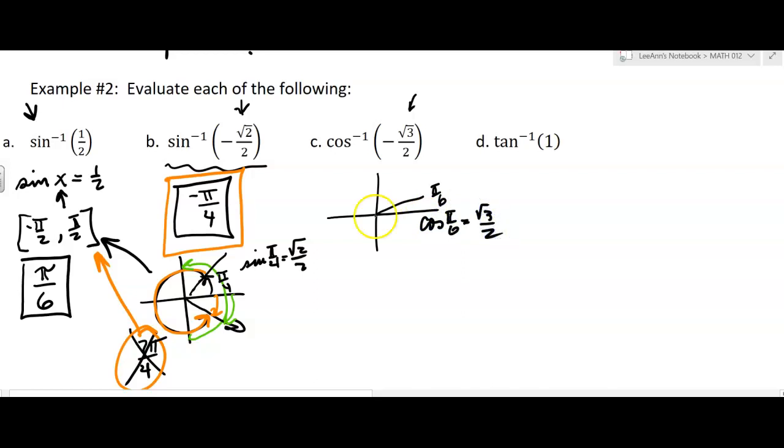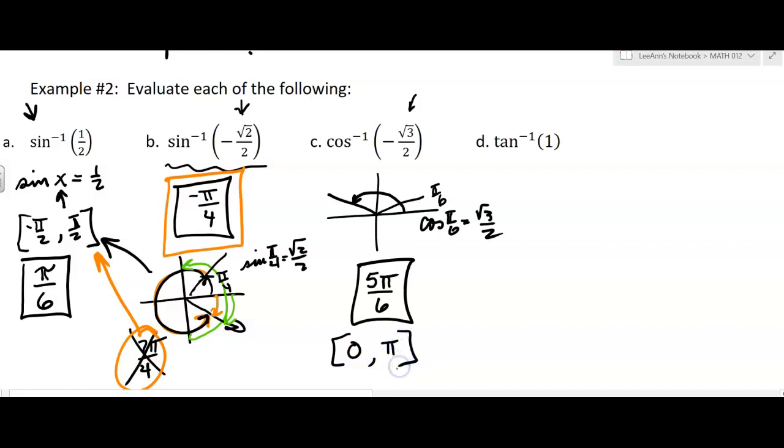But we have to be over here. We have to be in the second quadrant. And so it's got to be negative. That's why we're in the second quadrant. And it's going to be this angle right there, which is going to be 5 pi over 6. So that's going to be the answer there. Okay? Remember, for cosine, you've got to be between 0 and pi. Okay? That's for cosine.